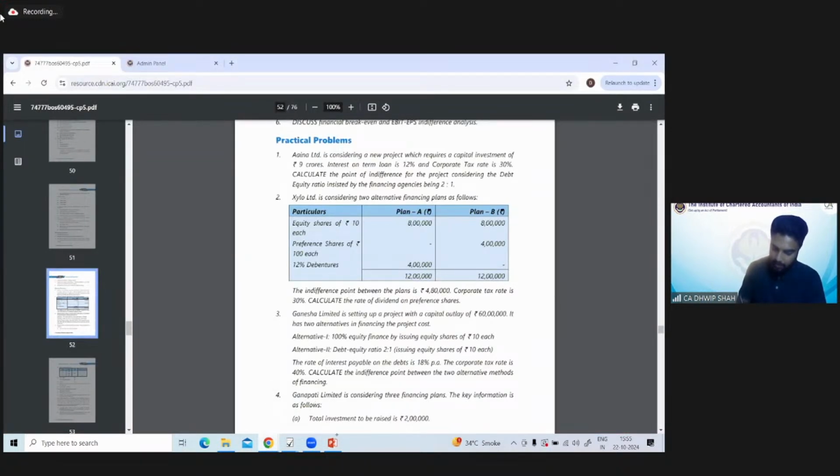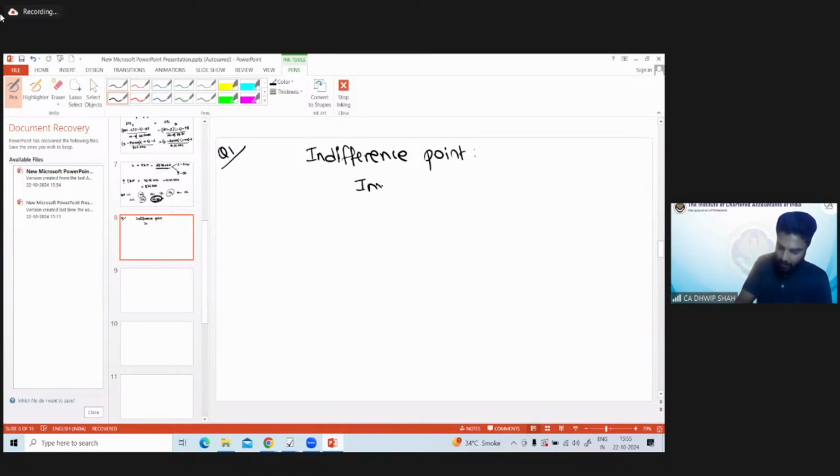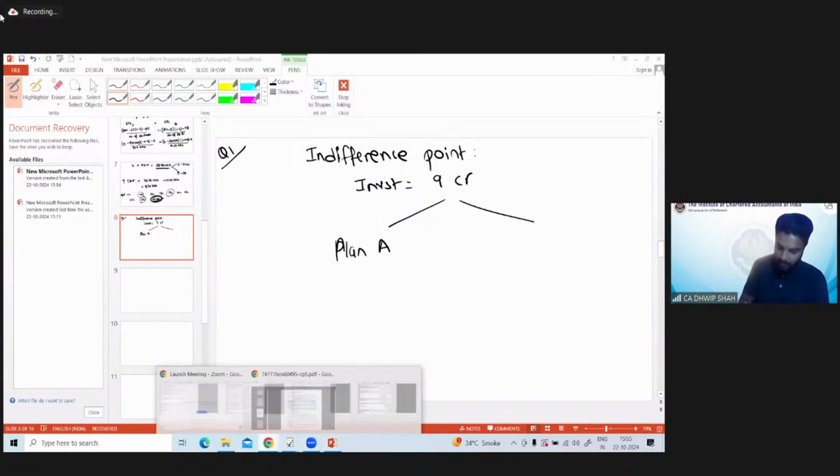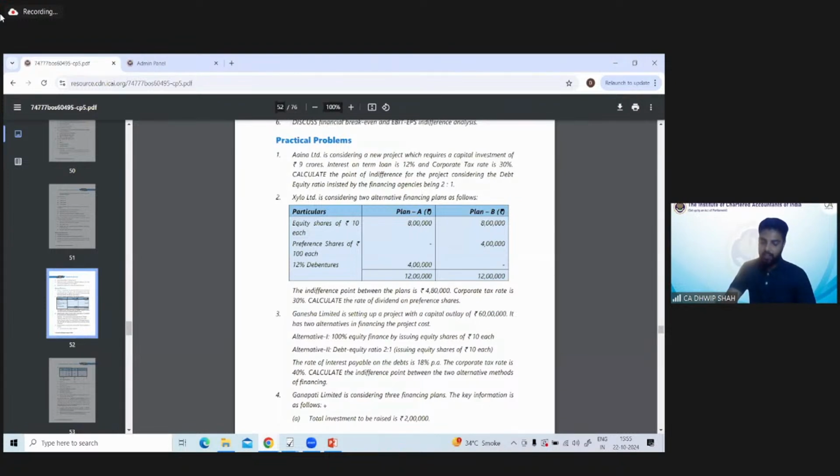पहले तो amount of capital investment is 9 CR. So amount of funds required would be 9 CR. Tell me which are the 2 alternatives available? Which are the 2 plans available? Plan A. They have specifically said in the question that debt equity ratio insisted by the financing agency is 2:1. Means company financing agency के पास गई होगी. Financing agency means bank, or financial institution के पास गई होगी. Means indirectly they have said that company wants to borrow some funds from the bank or financial institutions.